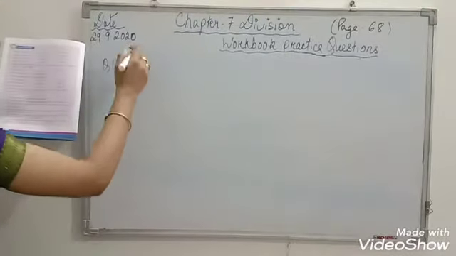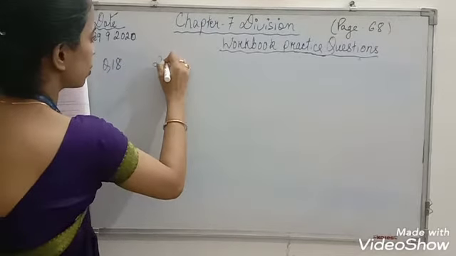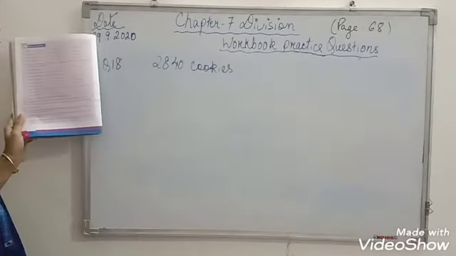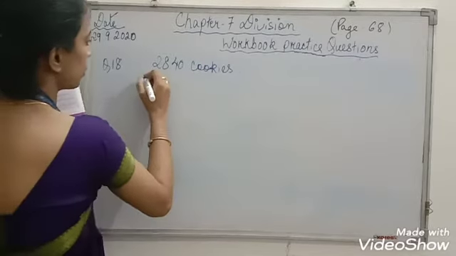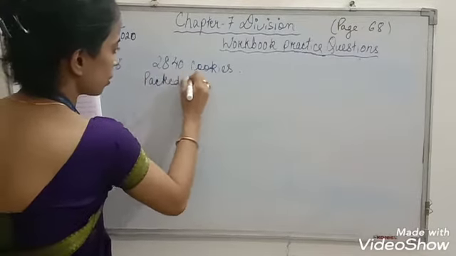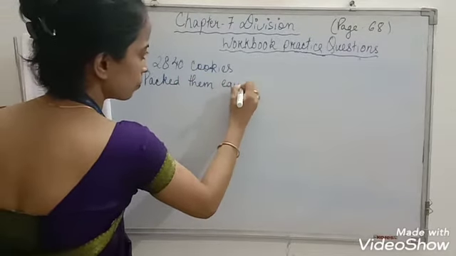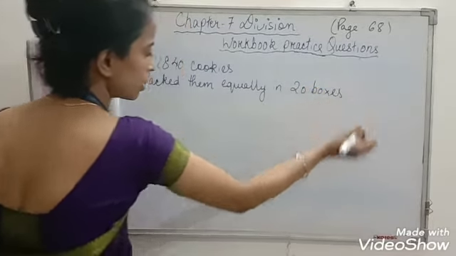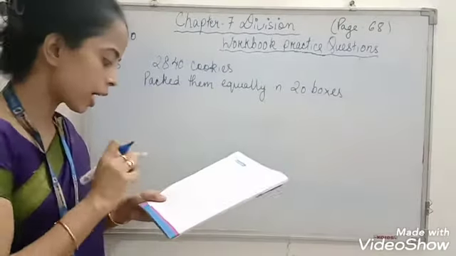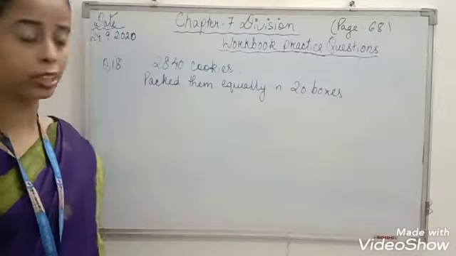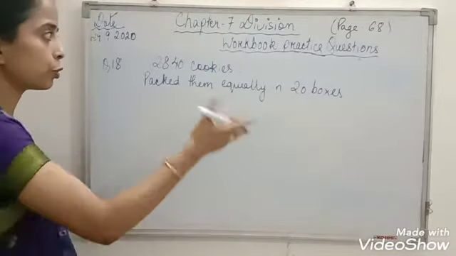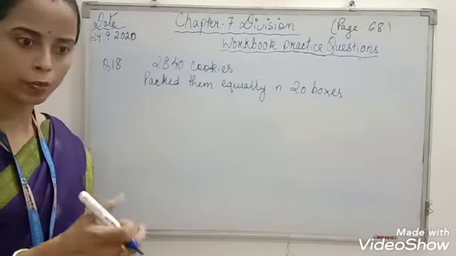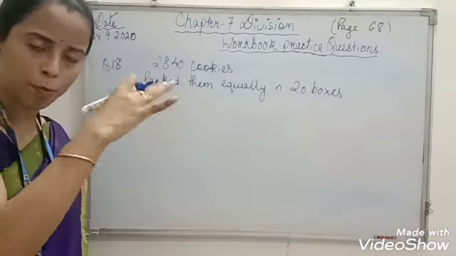Alright, so let's start. How many cookies did Rafiq pack? 2840 cookies. Next, he packed them equally in how many boxes? 20 boxes. The question is asking, were there any cookies left unpacked? So how are you going to find out? We have to do division. 2840 cookies divided by 20 boxes, then we will get the number of cookies packed in one box.